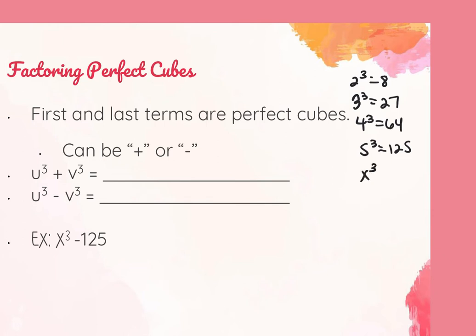So an x to the third is a perfect cube, an x to the 6th is a perfect cube, and x to the 9th is a perfect cube. Anything that can be divisible by 3. And the sign here matters. So if it's a plus, then there's 2 sets of parentheses. The first is u plus v. So we cube root the first term, we cube root the second term, and the first set of parentheses is that sum. Then it goes u squared minus uv plus v squared.